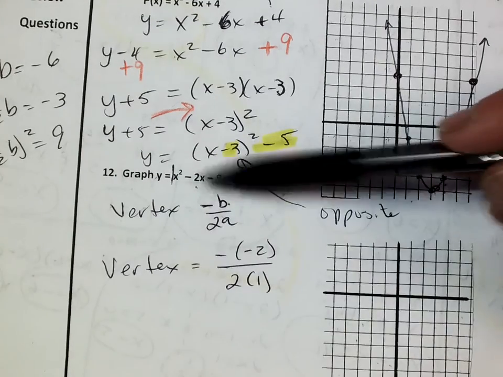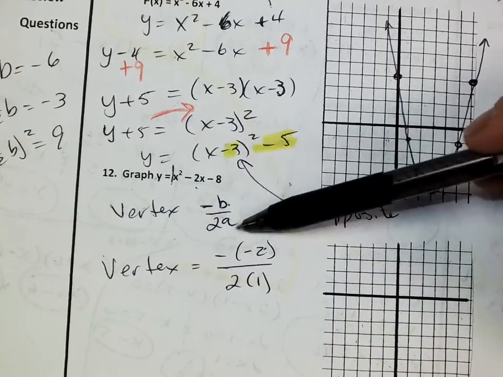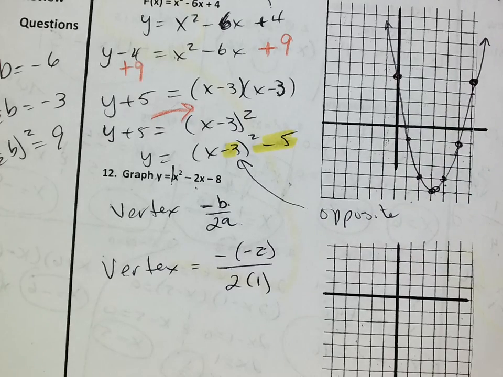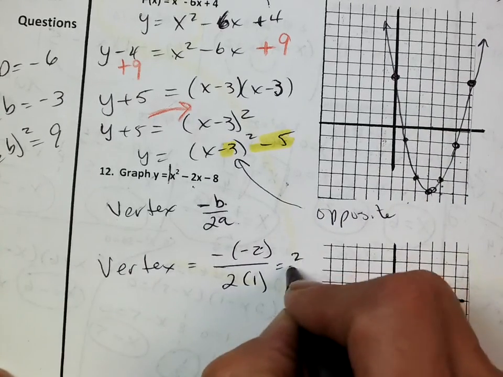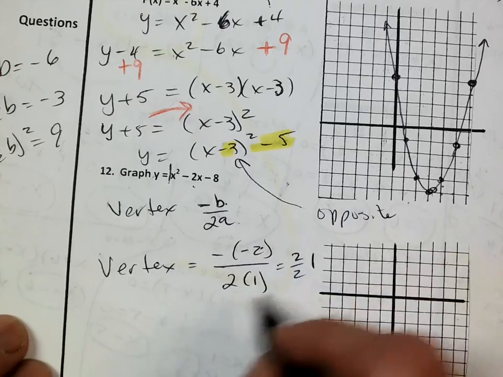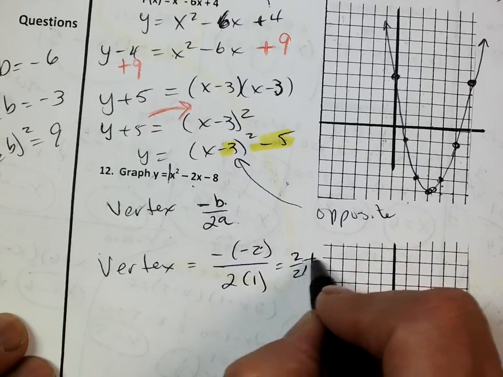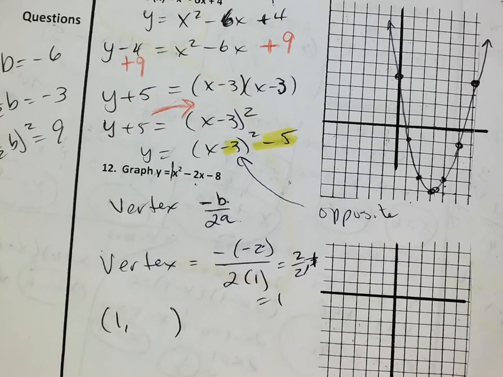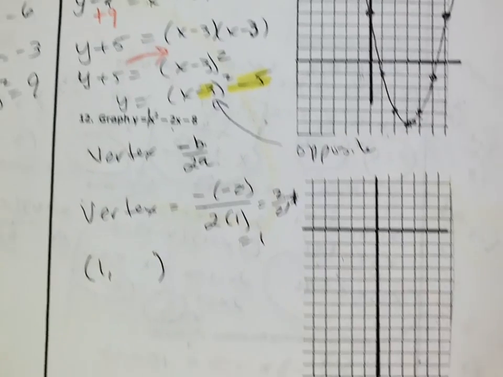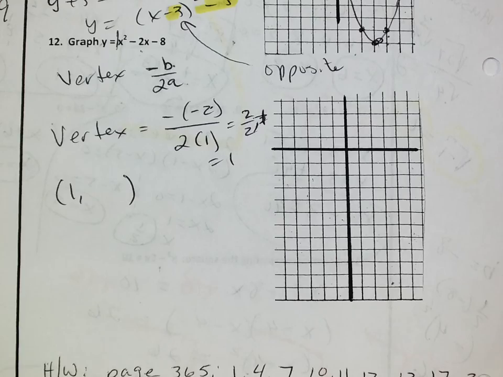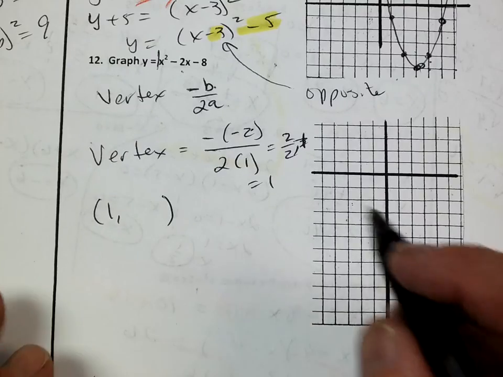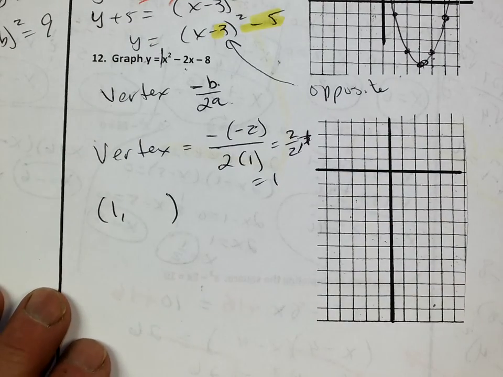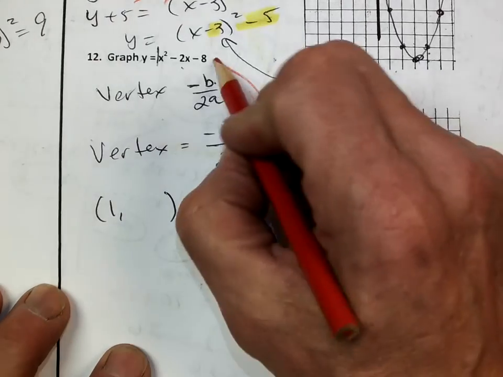So b is negative 2, put it right there. A is 1, I put it right there. So I get 2 over 2. I really do. But that's just 1. So my vertex is at x equals 1, 1 something, right? Well, how do I get the something? Plug it in. Let's take my 1 and plug it back in.